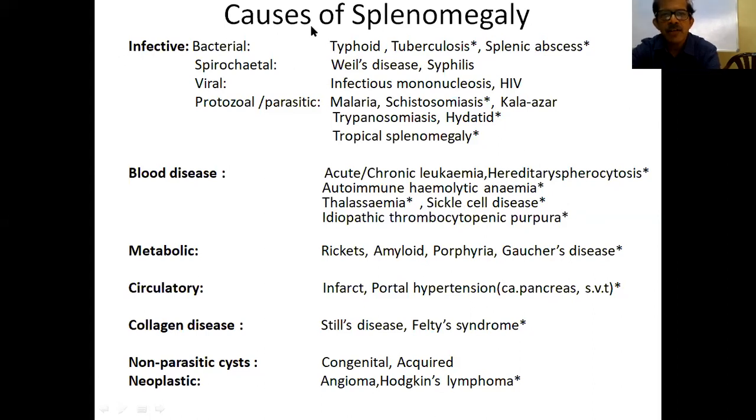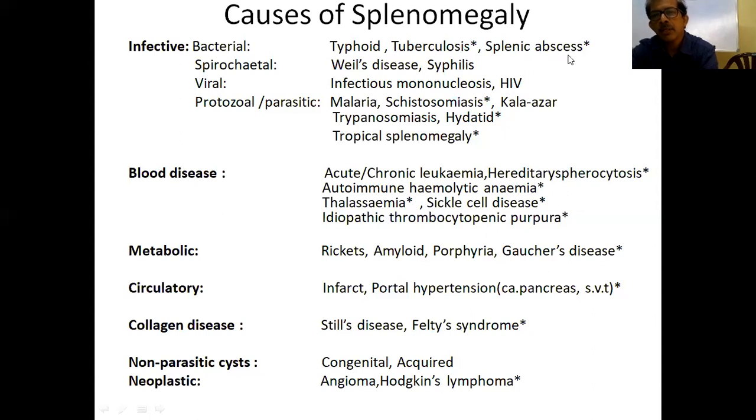So let us classify the causes of splenomegaly. There may be a question, classify the causes of splenomegaly, and then indicate the conditions where you can do splenectomy. So let us classify them. First is infective. In infective, first is bacterial. So bacterial, typhoid, there may be splenomegaly. Tuberculosis, especially involving the spleen, is there. It can lead to splenic abscess also. Then splenic abscess due to other acute bacterial conditions.